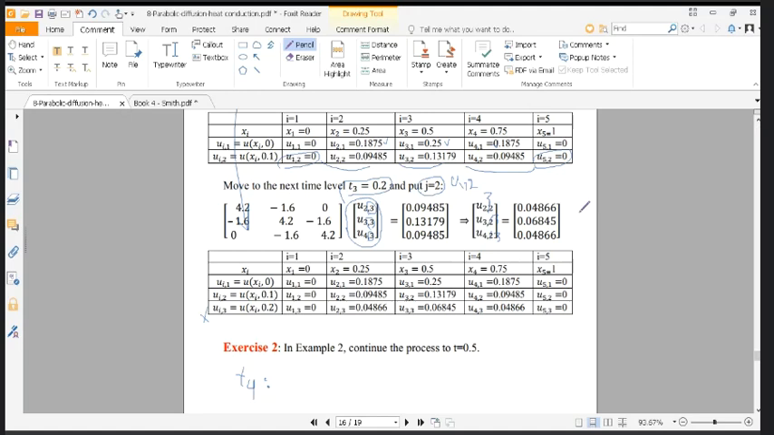Now you have the values of u at the third time step. Now let's compute the fourth time step, and then send me your solution. Please solve this problem for t4 by using the implicit method and send me your solution.